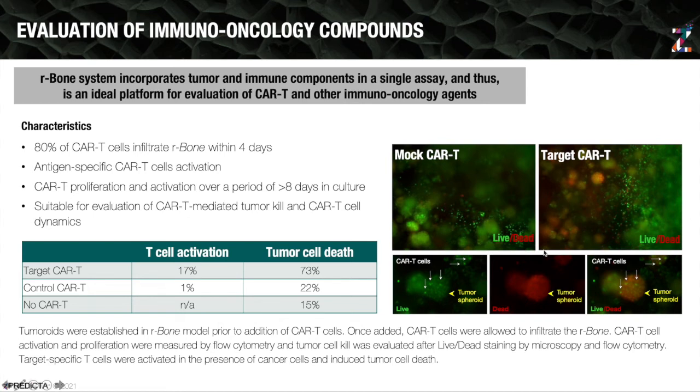If we look at these smaller images on the bottom, you can see the CAR T cells, these 3 more concentrated, brighter green dots sitting on top of the spheroid. The spheroid is really starting to die off, and in the overlay, you can see that the green CAR T cells are sitting on top of the dying spheroid. So these cells really are capable of identifying the target and killing it. Looking at the quantification of the data for the target-specific CAR T cells, we saw about 17% T cell activation within about 2 days of infiltration, and about 73% tumor cell kill. For control CAR T cells, of course, there was no activation and only background levels of tumor cell death.